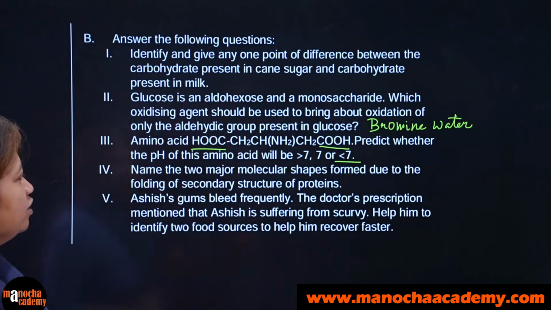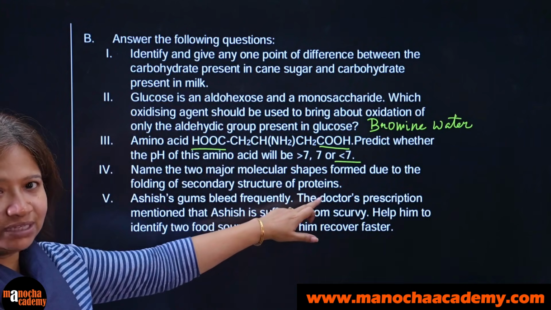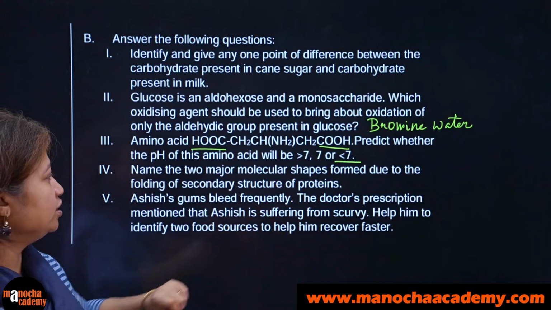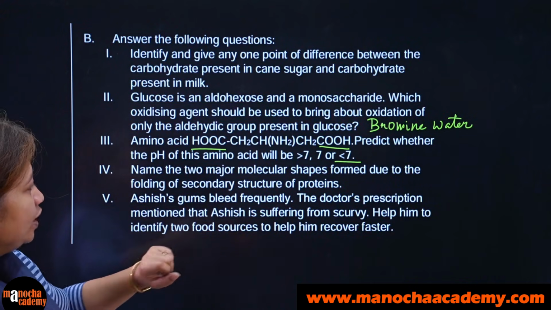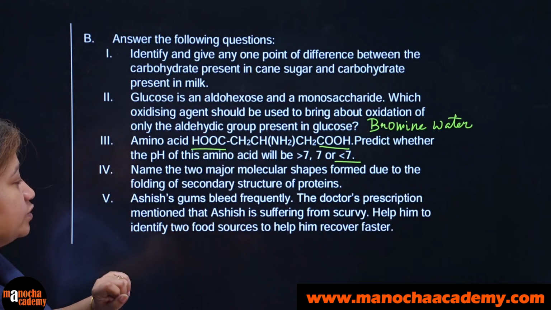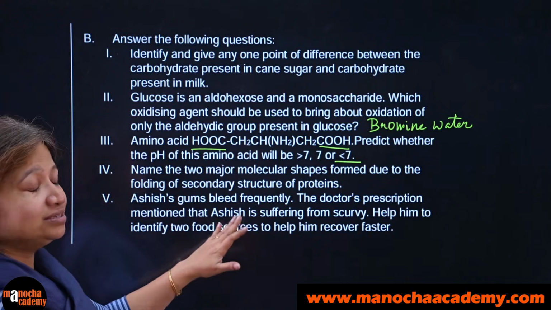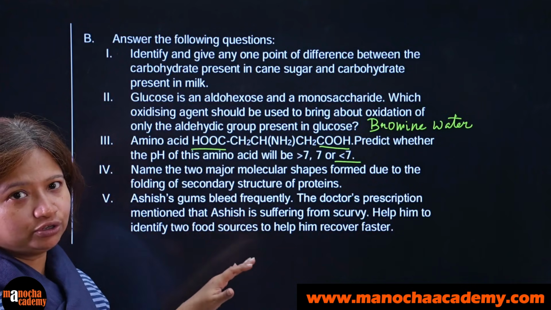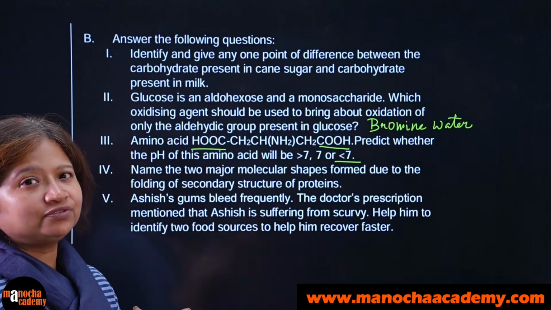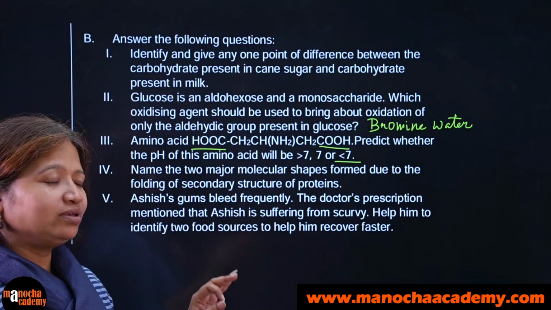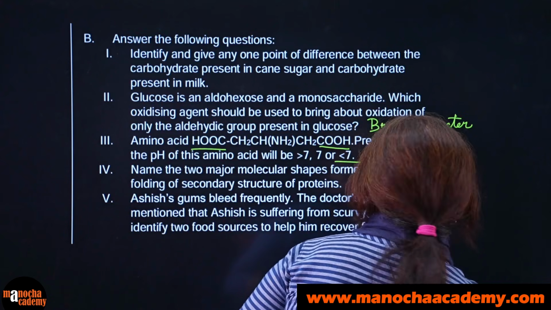Name the two major molecular shapes due to folding of the secondary structure of protein. We know that they are the beta pleated sheet and the alpha helix structure. And Ashish's gums bleed frequently. The doctor's prescription mentions Ashish is suffering from scurvy. Help him to identify the food sources. Again, the table that you have for vitamins, I told you, which food supplements lead to what, that is very important. You get a 1 mark or 2 marks question from that part. So we'll look at the answers.